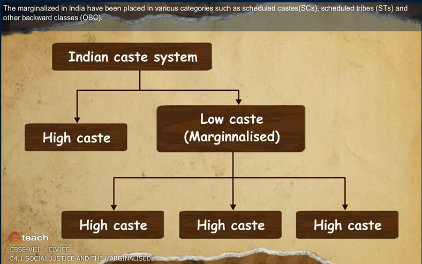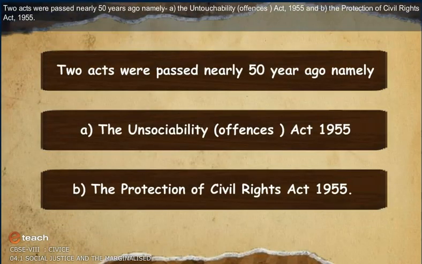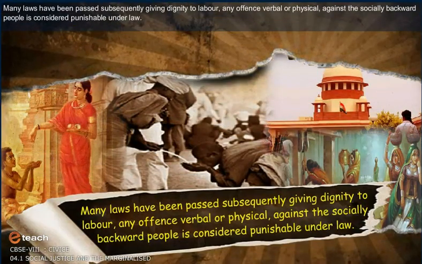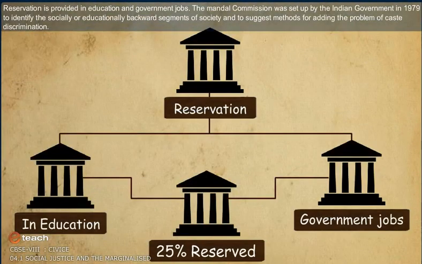The marginalized in India have been placed in various categories such as scheduled castes, SCs, scheduled tribes, STs, and other backward classes, OBC. Two acts were passed nearly 50 years ago, namely A. The Untouchability Offences Act 1955 and B. The Protection of Civil Rights Act 1955. Many laws have been passed subsequently giving dignity to labor. Any offense, verbal or physical, against the socially backward people is considered punishable under the law. Reservation is provided in education and government jobs.